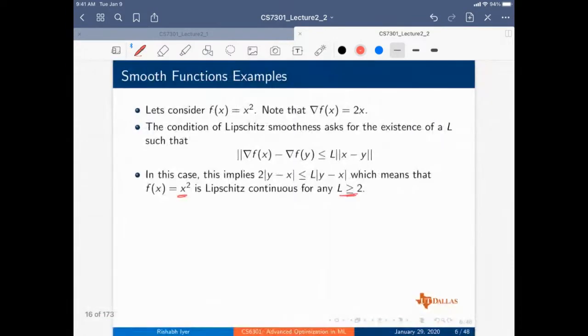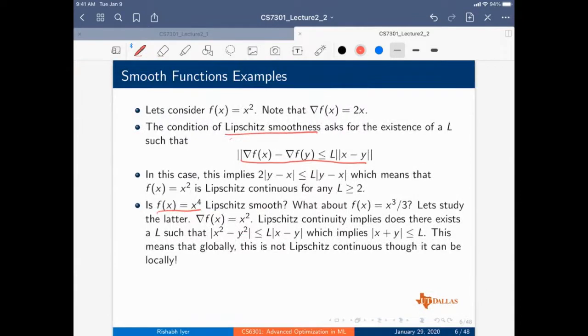Another way to view this is from the definition itself. Take the gradient of this term, which is 4x cubed minus 4y cubed, and take the absolute value of this. This is going to be equal to 4 times (x minus y) multiplied by (x squared plus y squared plus xy). I don't remember if there's a plus sign or a minus sign here. Can someone remind me? I think there's a plus sign, right?